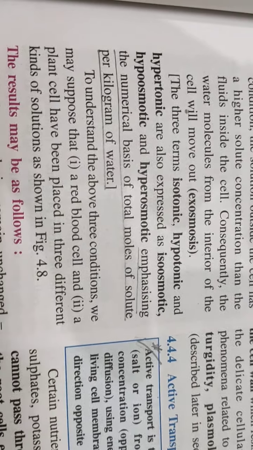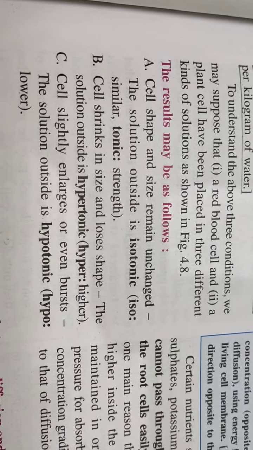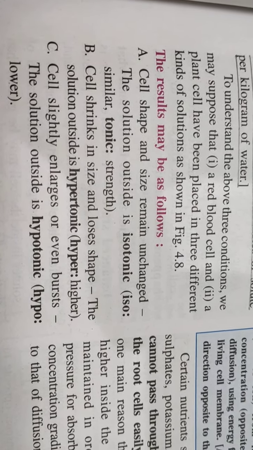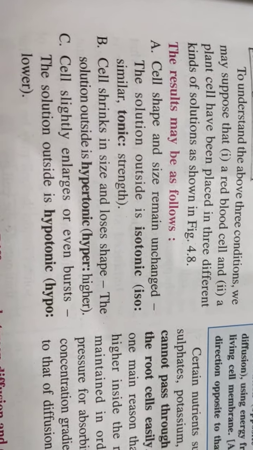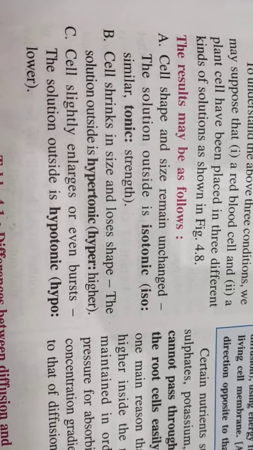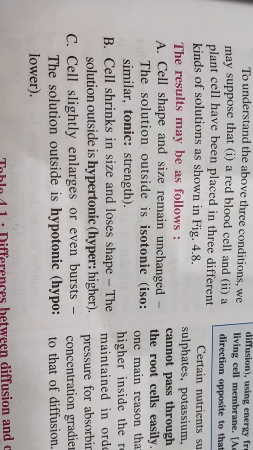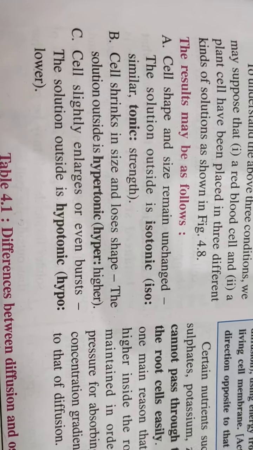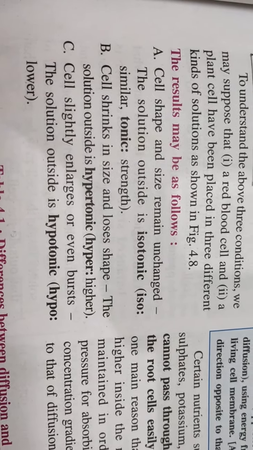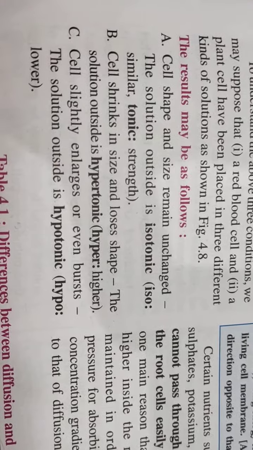Okay. Now what is the result? The cell shape and size remain unchanged. The solution outside is isotonic. Cell shrinks in size and loses shape. The solution outside is hypertonic. And the cell slightly enlarges or even bursts. The solution outside is hypotonic. So these are the three results we can find from here.